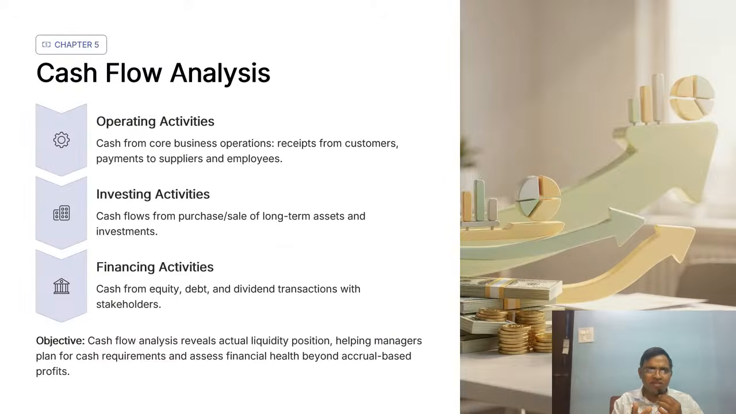Okay, then cash flow analysis. Operating activities are cash from business core activities, receipts from customers, payments to suppliers, etc. Then investing activities: whatever funds we get are invested, like purchase or sale of long term assets. Then financing activity: cash from equity, debt or dividend transactions are mentioned here. The objective of cash flow analysis is that it reveals the actual liquidity position, helping managers plan for cash requirements behind the actual profit.